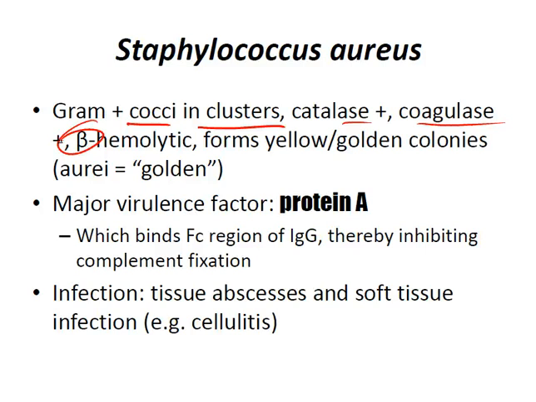To differentiate Staph aureus from other bacteria, Staphylococcus is in clusters versus Streptococcus is in chains. Okay? Staph is catalase positive versus Strep is catalase negative. Staph aureus is coagulase positive versus Staph epidermidis and Staph saprophyticus are coagulase negative. They don't have the coagulase to eat through your blood.